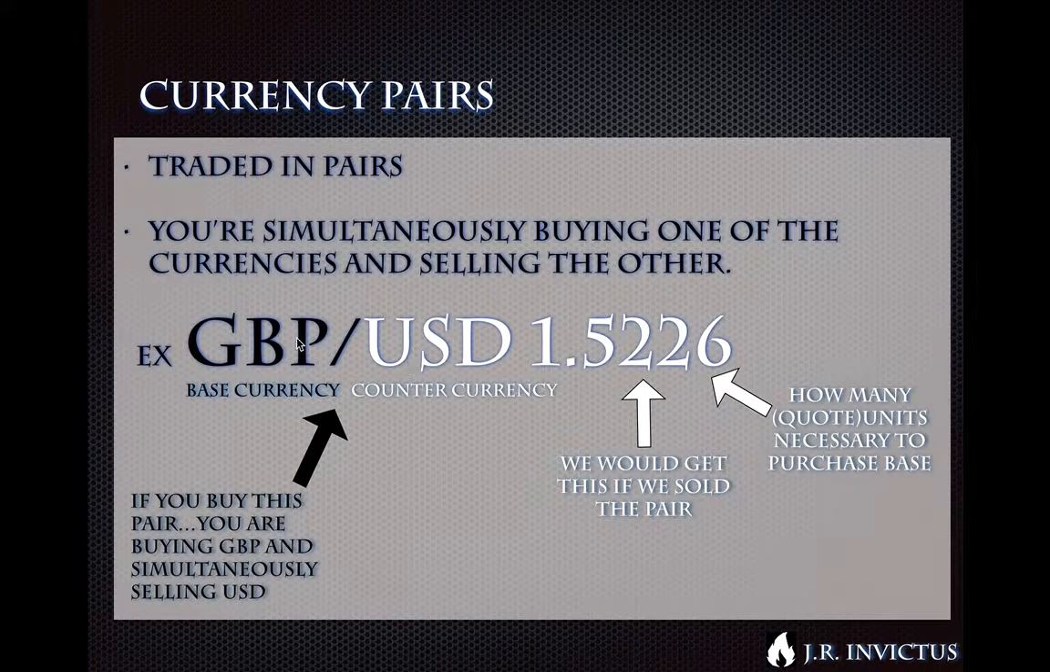So as we've discussed, currencies are traded in pairs. When you go into a trade, you are simultaneously buying one currency and selling another. In this example, British pound versus the US dollar, if I wanted to buy one British pound, I would have to pay 1.5226 US dollars. If I wanted to sell a British pound, I would get $1.5226 in return.